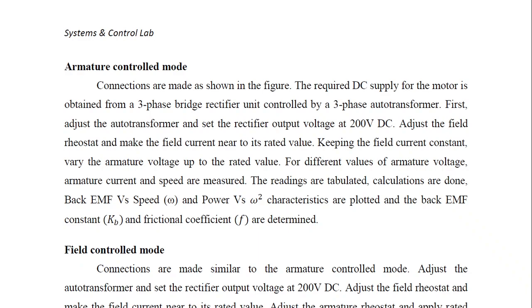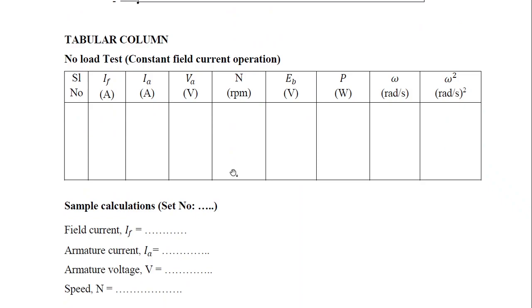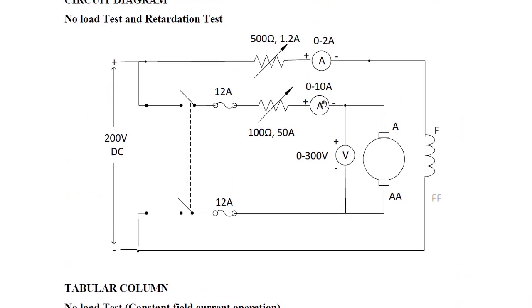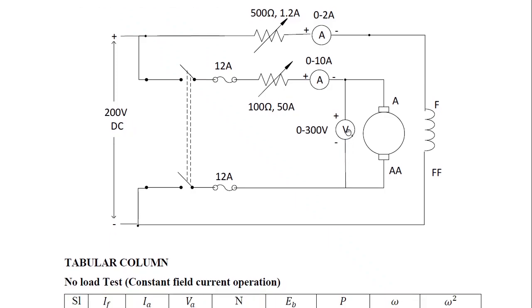Okay, and the readings will be tabulated in this tabular column. That is the no load test, constant field current operation. That is, the field current is being kept constant, near to its rated value, and then we will vary the armature rheostat and note down the readings.